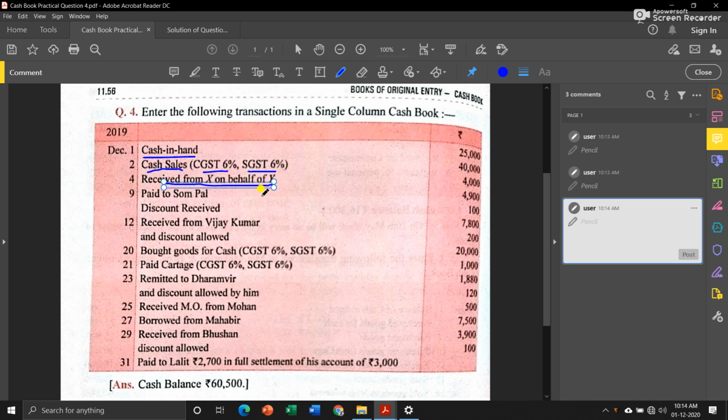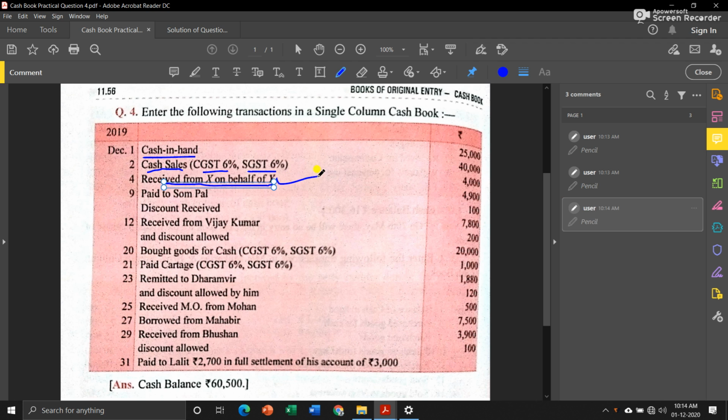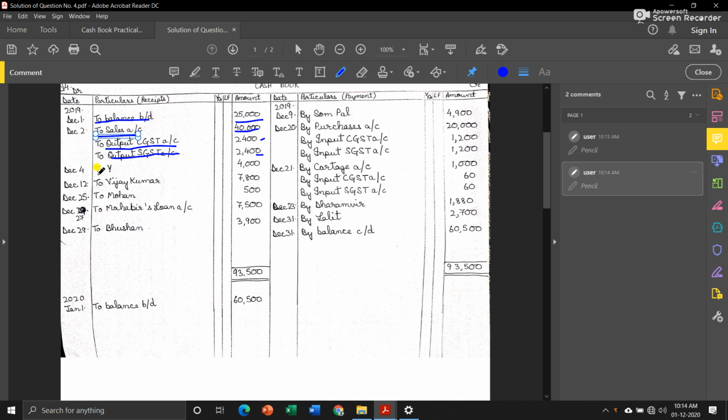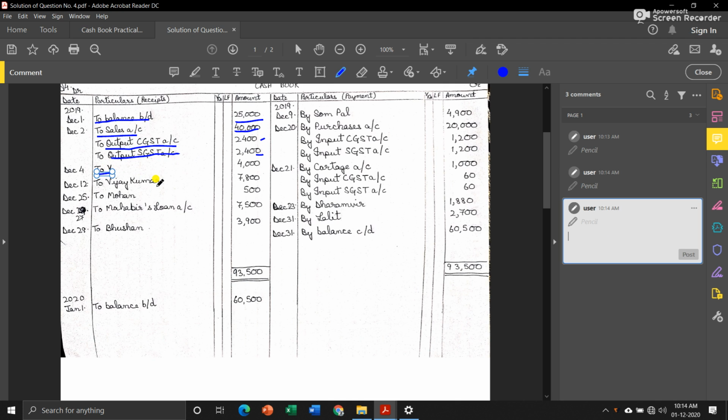Then the next transaction is received from X on behalf of Y rupees 4,000. That means we were supposed to receive 4,000 from Y, but instead of receiving from Y, we received it from X. We don't know who this X is, but our main concern is with this Y person. So in our book we will write to Y, because Y is directly associated with our business and we have nothing to do with Mr. X.